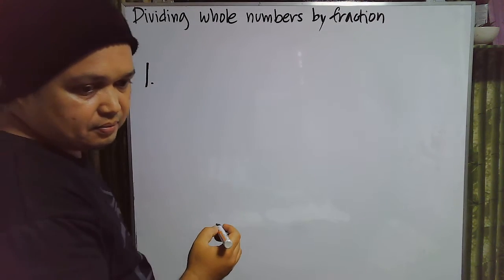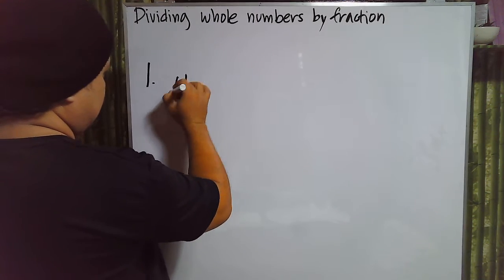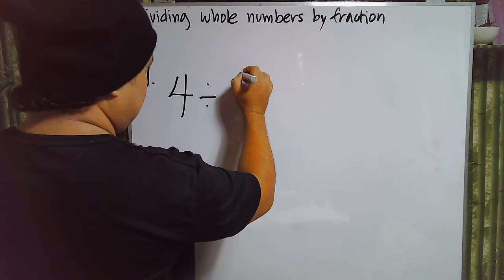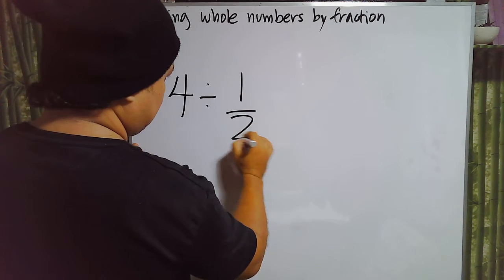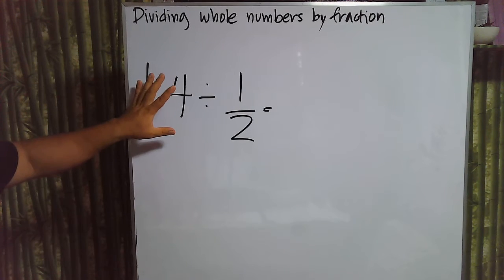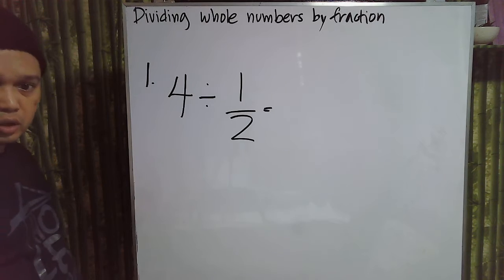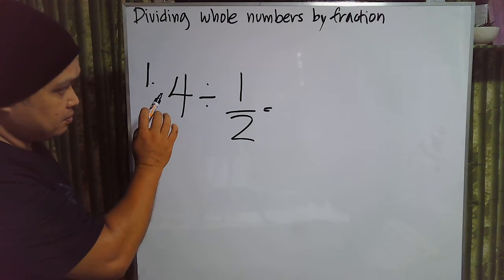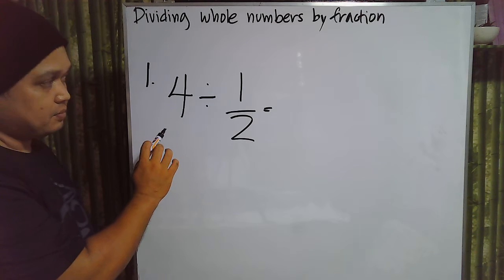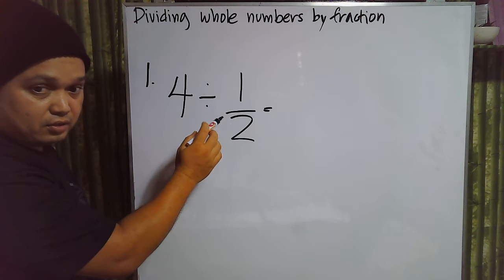We're gonna divide 4 divided by 1/2. Now this time we are dividing whole number divided by a fraction. Now how are we going to answer that? Okay, first, just change this whole number into a fraction form, then multiply that to the reciprocal of this fraction.